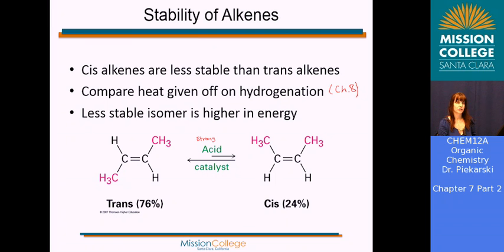And so what kind of strain are we dealing with here when they are on the same side? Good. We are dealing with steric strain. Okay, so that's why cis alkenes are not as stable as their trans alkene. It's because the larger substituents are on the same side of the double bond.